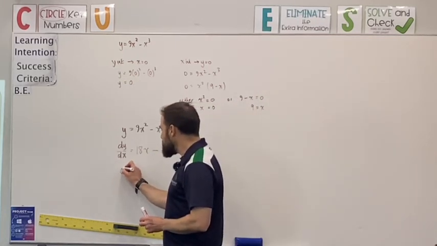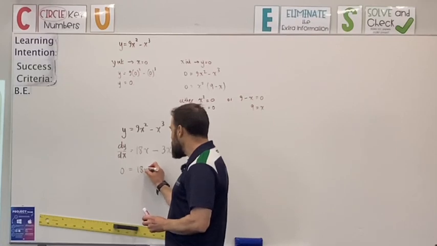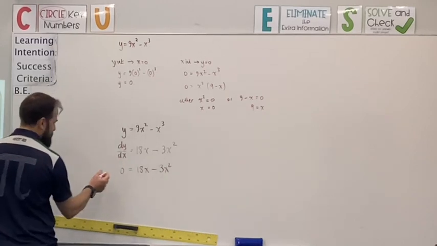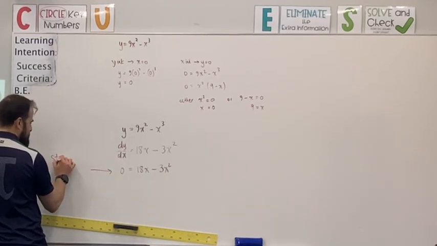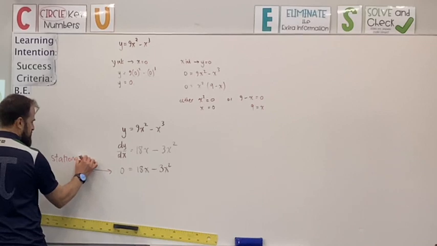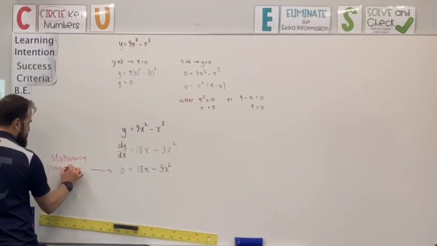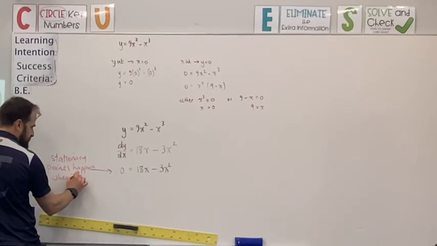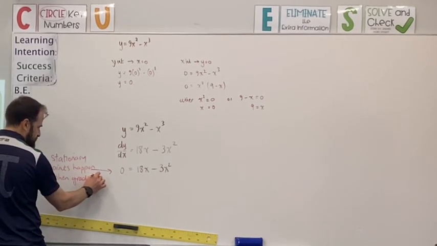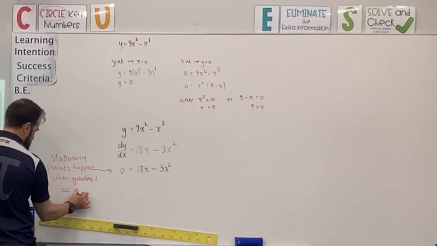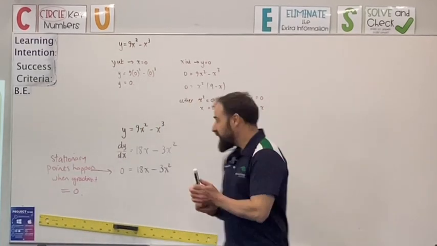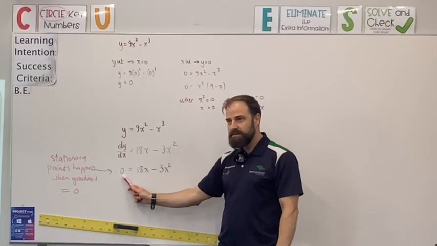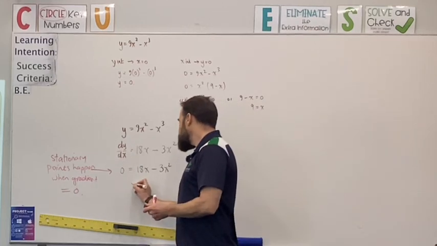Then I want to find out when this is equal to 0. My stationary points occur when the gradient is equal to 0. Stationary points happen when gradient equals 0. So that's what I'm doing. Okay, go back to what we did up here. How do I solve that? Highest common factor. What's highest common factor?